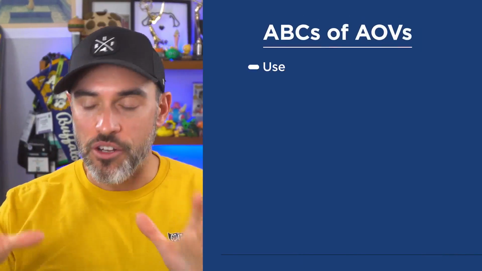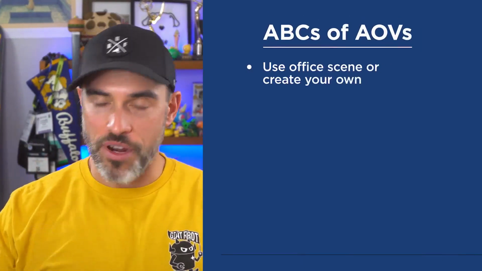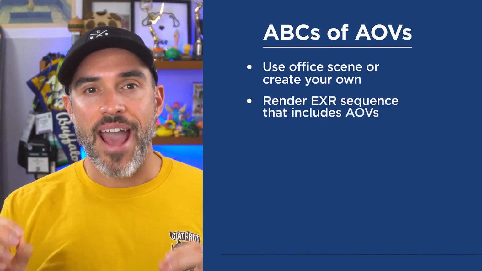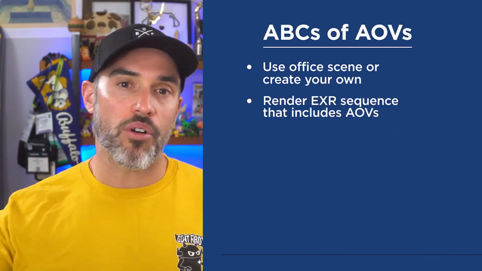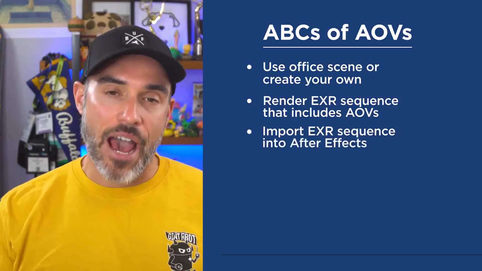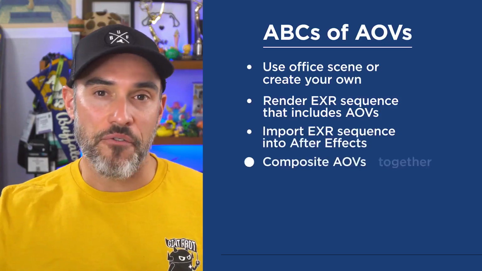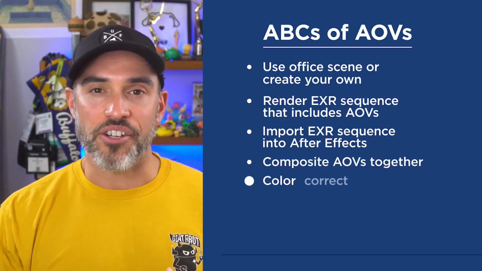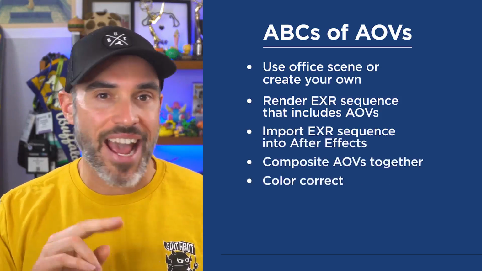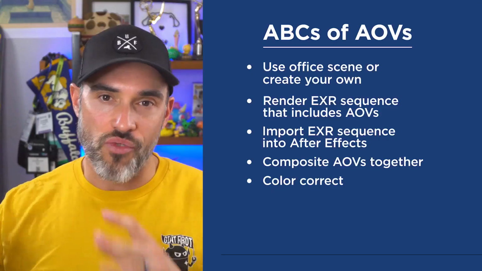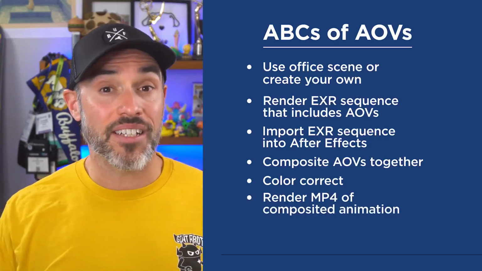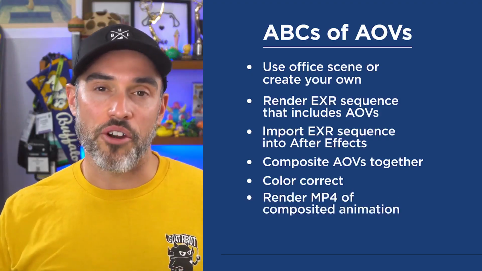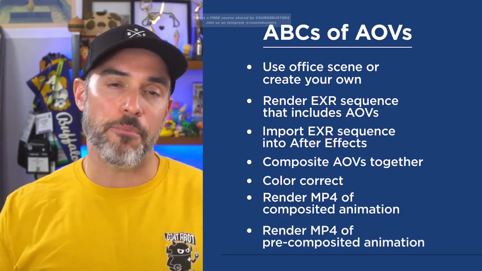So to recap, you're going to use my office scene or create your own and render an EXR sequence that includes AOVs. Then you're going to import your EXR sequence into After Effects, composite all your AOVs together, do some color correction, add your vignette, add your blurs, add your glows, and finally render an MP4 of your composited animation and another of your render before compositing and submit both.